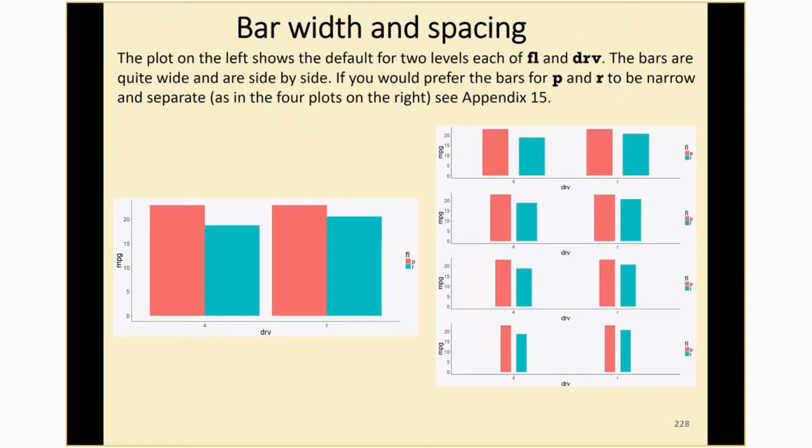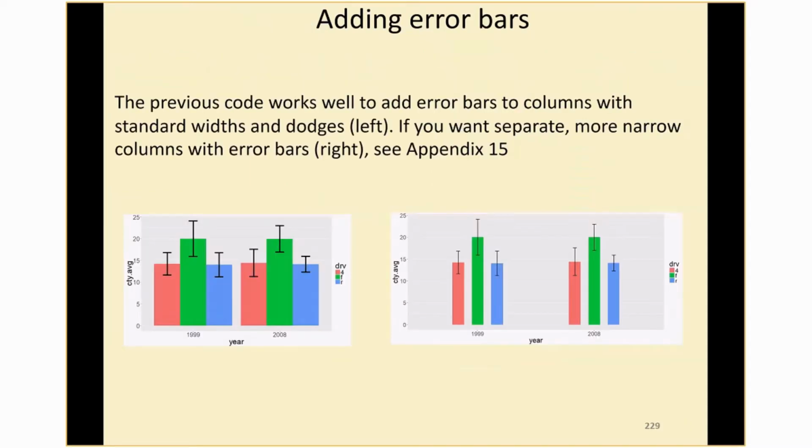By default, you're likely to get a plot that looks like this. You might want something else. You might want thinner bars. You might want to play around with the spacing between the bars. If you want to do that, you can consult Appendix 15. And in terms of adding error bars, should you decide to go with these column plots with thinner columns and some space between them, again, Appendix 15 will cover that.